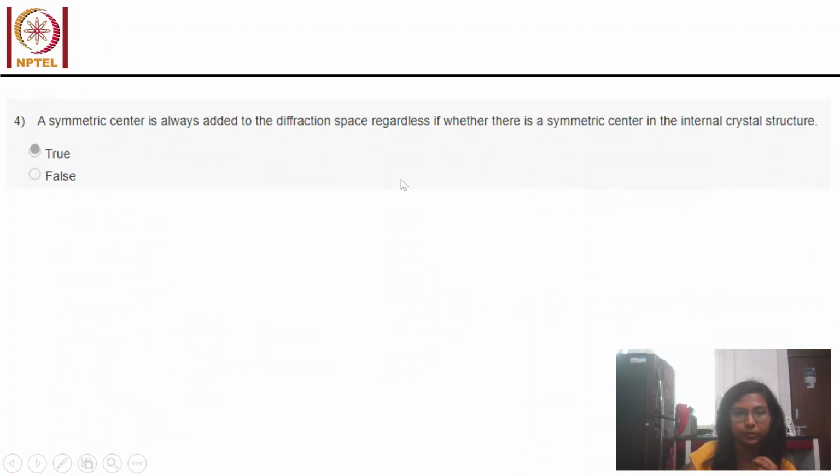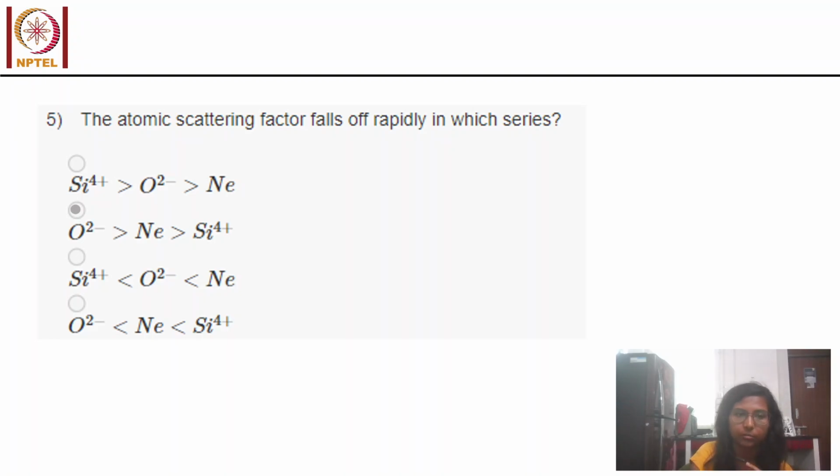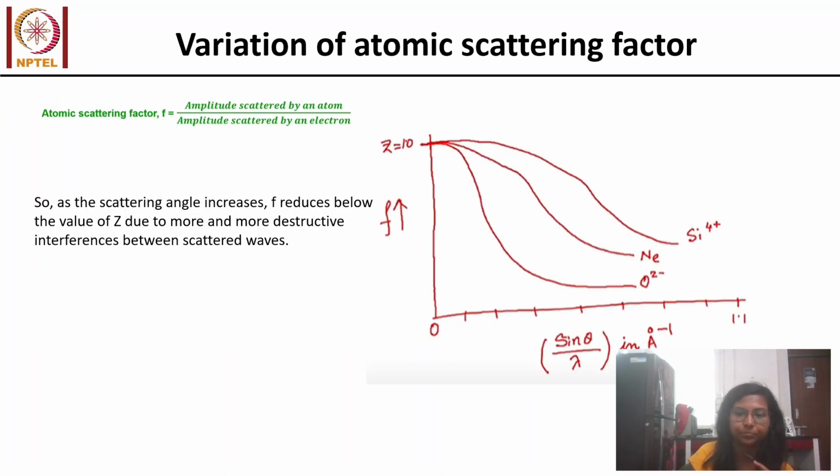This is again true because of Friedel's law, which means the intensity of the HKL reflection will be equal to the intensity of the H bar, K bar, L bar reflection. Hence, whether the crystal structure is centrosymmetric or not, the diffraction space is always centrosymmetric. So now we come to the question: the atomic scattering factor will fall off rapidly in which case?